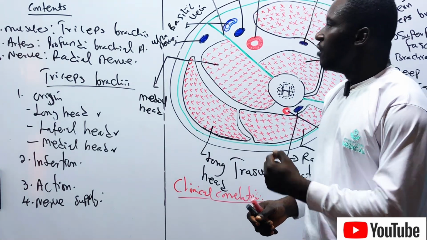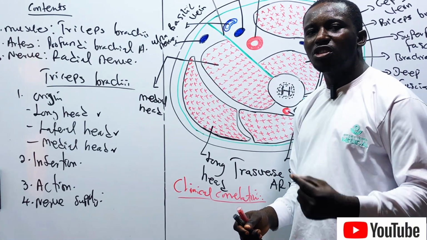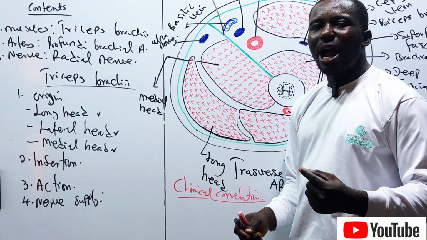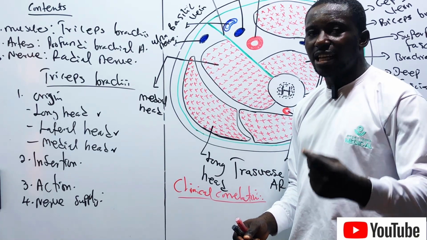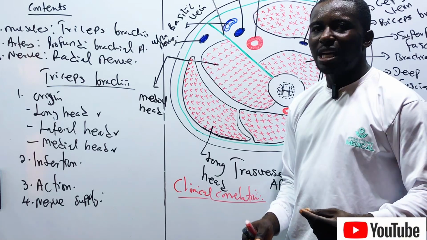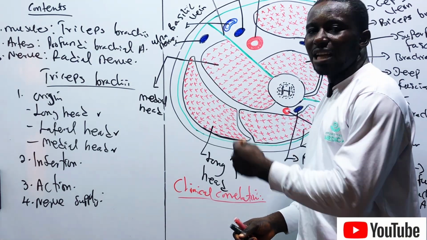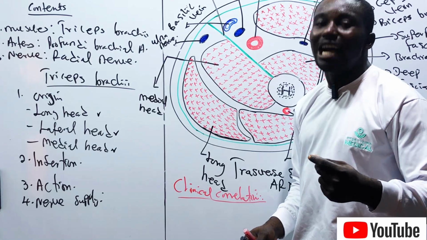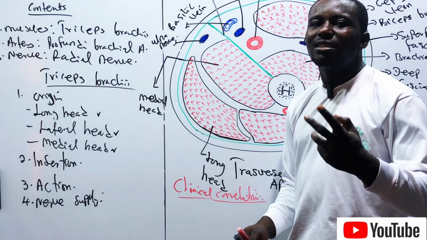Okay, because the muscular branch of the musculocutaneous nerve supplies the three muscles in the anterior compartment of the arm, while its cutaneous branch supplies the skin on the lateral aspect of the forearm. That is the lateral cutaneous nerve of the forearm, while its articular branch supplies the elbow joint and as well the brachialis. So it has three branches.